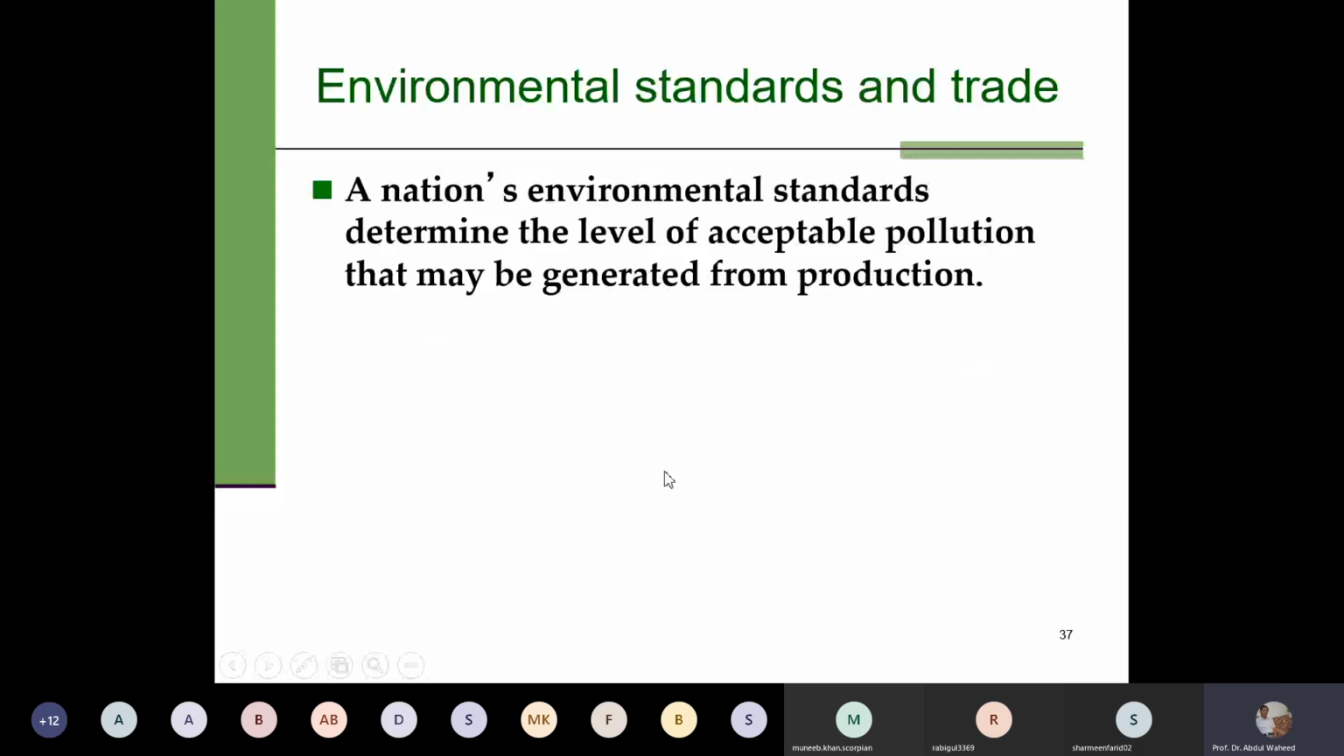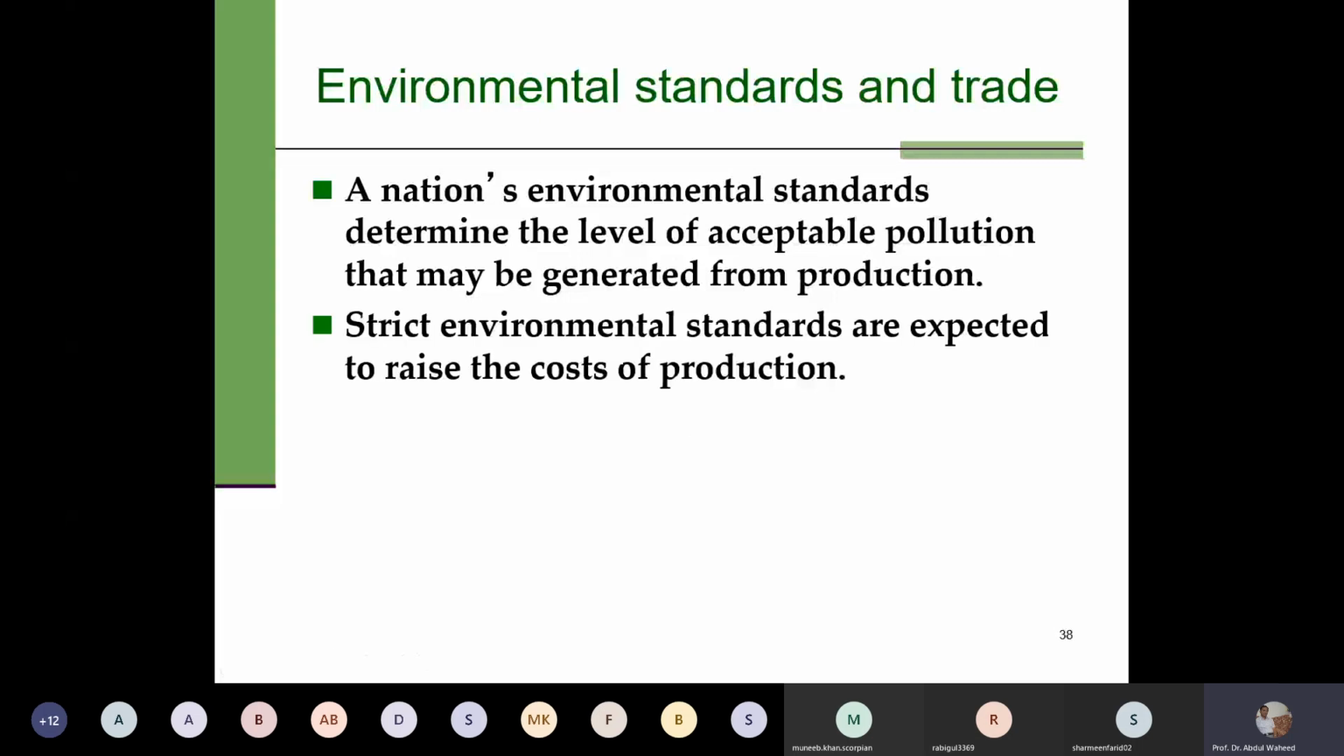So a nation's environmental standards determine the level of acceptable pollution that may be generated from production. Strict environmental standards are expected to raise the cost of production. In developed countries they have strict environmental standards, but in developing countries we don't have such strict environmental standards, and that's why the pollution level is also increasing.